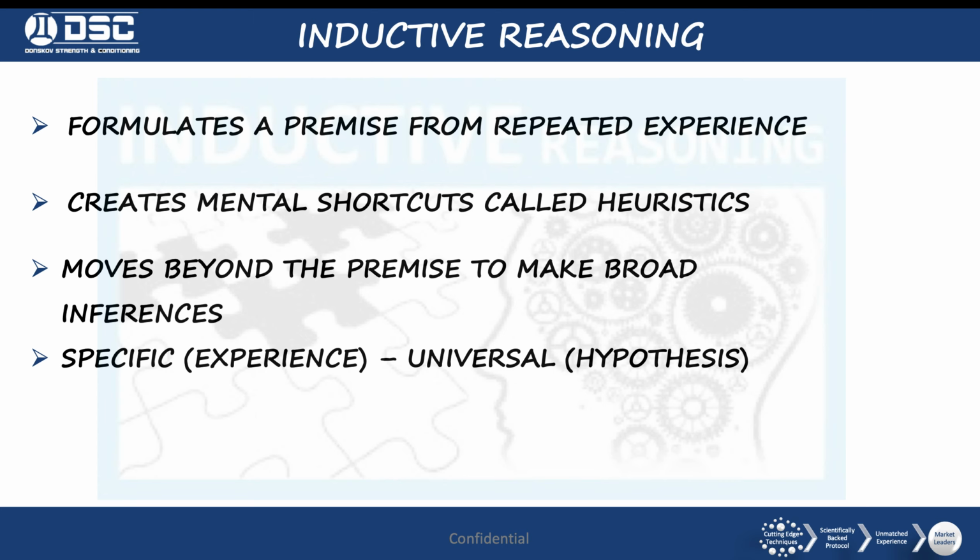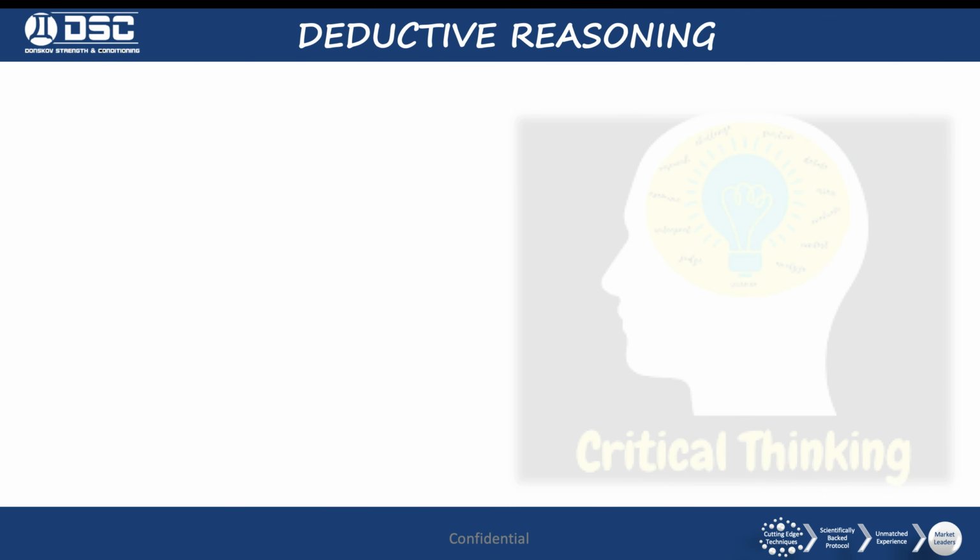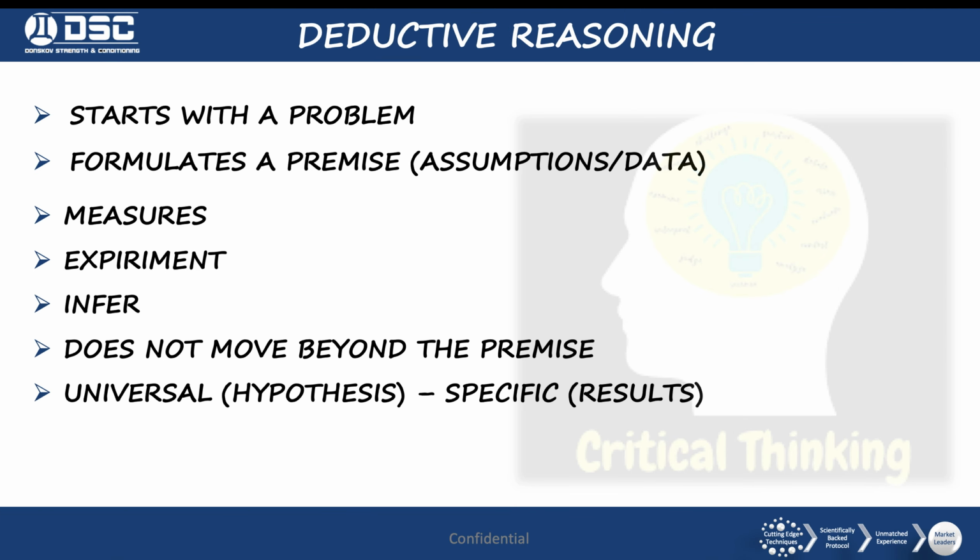Just because other coaches are doing something certainly doesn't mean it's right. That's not thinking critically. Just because a mentor says something doesn't mean that it is appropriate. Everybody's fallible. So how can we think better and be better critical thinkers when it comes to designing our programming? Hence, deductive reasoning. Here, it starts with a problem.